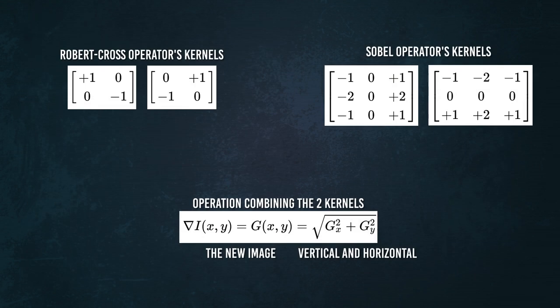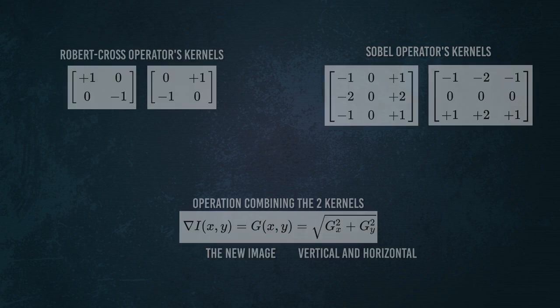The Robert Cross operator is a more primitive edge detection compared to the Sobel operator. It's extremely fast, but even faster if you hack the algorithm a bit to remove the square root part. Since the kernel convolution matrix is small, a 2x2 matrix compared to a 3x3 matrix on the Sobel operator, there will be a lot more noise.